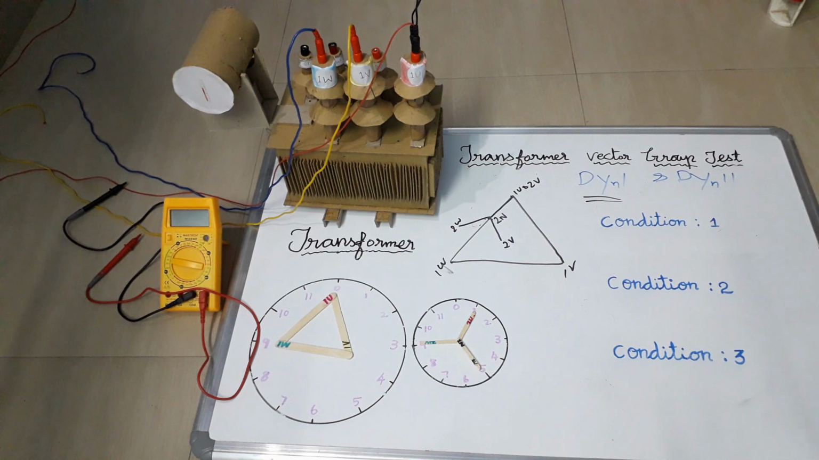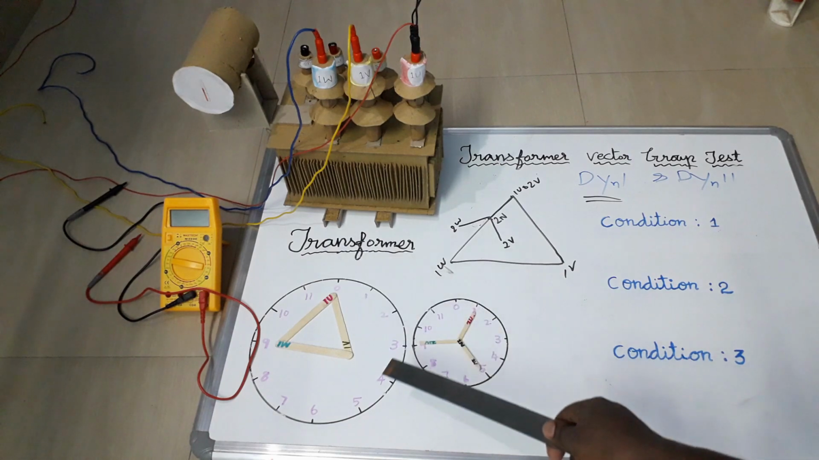Our primary side is delta and our secondary side is star. We have to give 3-phase supply to our primary side, and we have to short the R phase of your HV and LV, and we have to make a barricade over the transformer. Before testing, the safety is must.